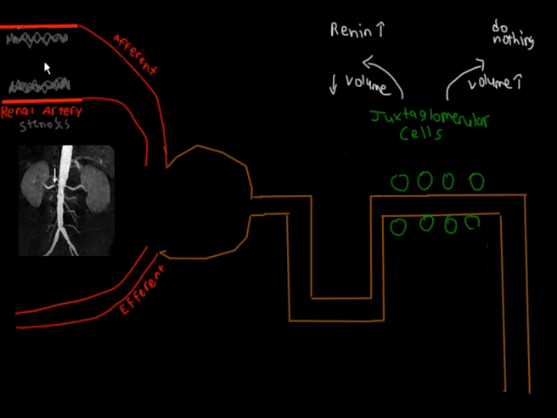Now let's think about this for a second. Let's say you have a blockage here in the renal artery stenosis. So the person has perfectly adequate blood volume in the rest of the body. It's just that right here, not as much blood flow can make it through this somewhat occluded lumen. So not as much blood is going to make it into the afferent arteriole, not as much blood is going to make it to the glomerulus, not as much urine is going to be created in the nephron. What effect is this going to have on the juxtaglomerular cells and on systemic blood pressure?